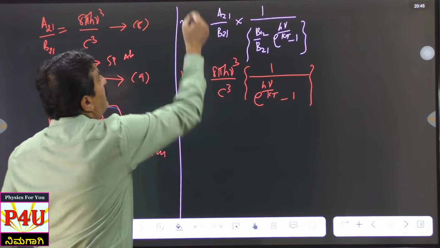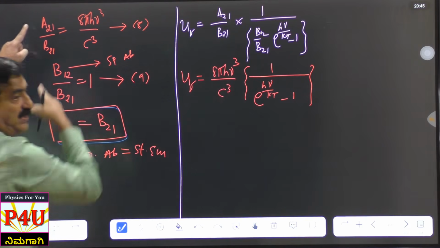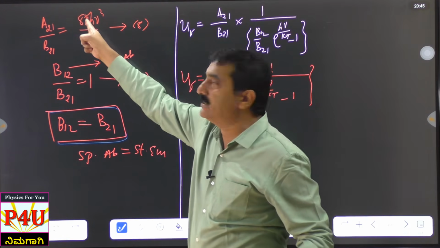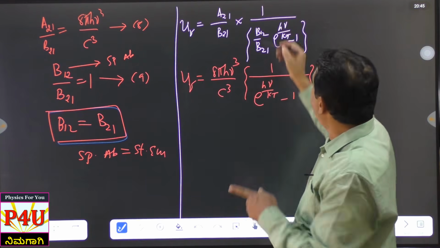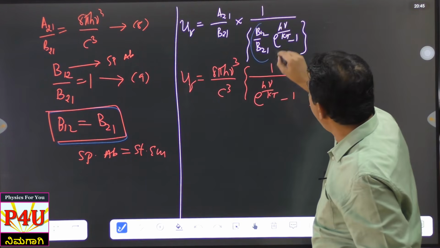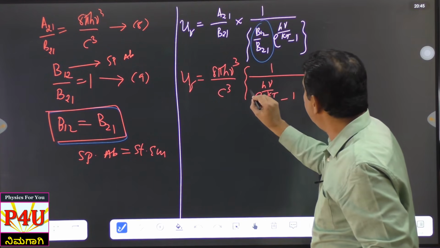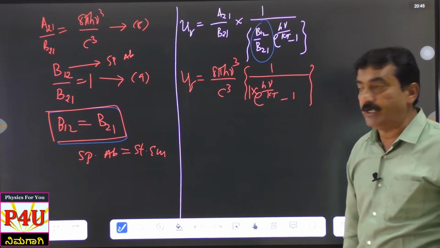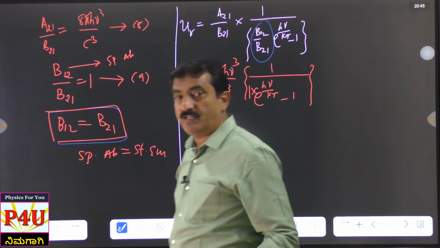Now after comparing these two, I get the first relation. That is A21 by B21 is equal to so much. And then after comparing this, in the place of B12 by B21, nothing is there, which means there must be 1. I can write it as 1 into. That's why I have this relation with me.